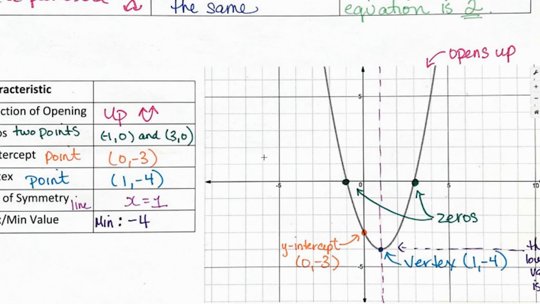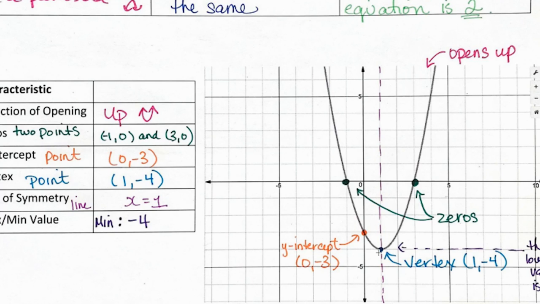The vertex is the highest or the lowest point of the parabola. So if I look here, it's going down, down, down, down. It hits this point here, which is the vertex, and then it starts to go up, up, up, up, up. So the vertex is right here where it switches from going down to going up. It's the lowest part of this particular parabola. And again, it's a point.